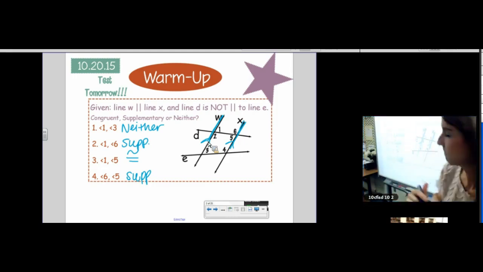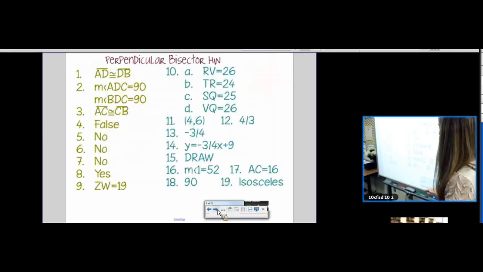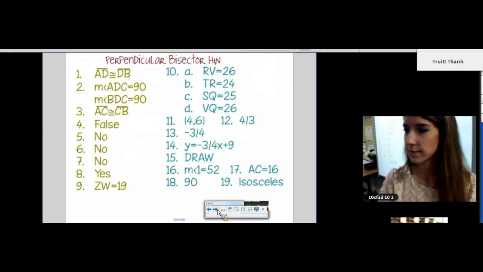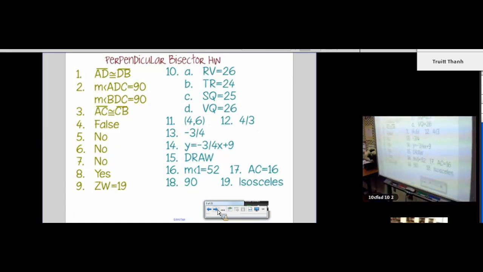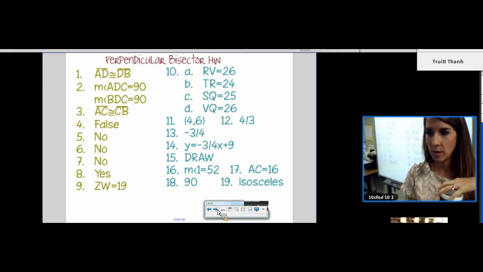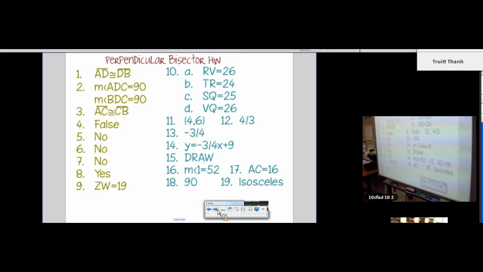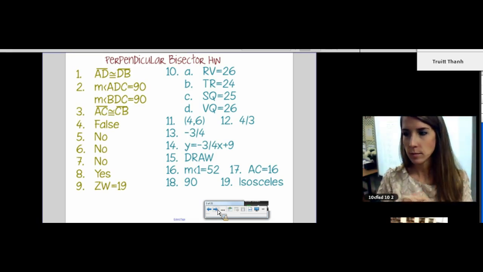All right? Homework answers. Check your homework answers. Perpendicular bisector was the name of your homework. How was it? Pretty easy?